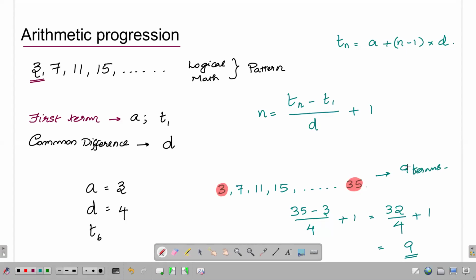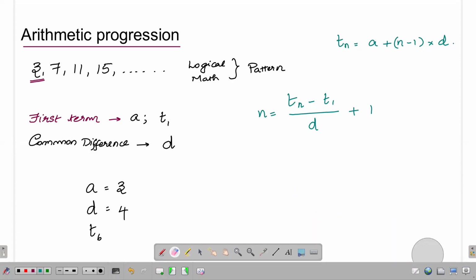If you want to check, you can check this. After 3, 7, 11, 15, 19, 23, 27, 31, 35. So see this: 1, 2, 3, 4, 5, 6, 7, 8, 9. Altogether, there are 9 terms in this progression. Got it? So to find the number of terms in the progression, the formula that you have to remember, I shall write it here once again. The number of terms is given by last term minus the first term divided by the common difference, plus 1. Increment it by 1. That expression you have to remember.